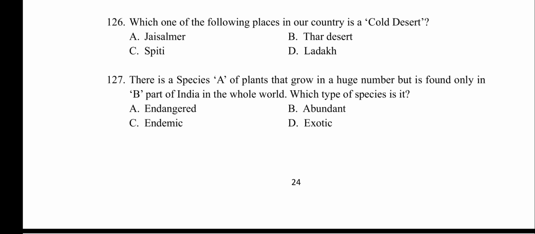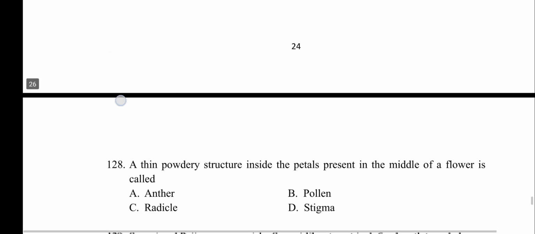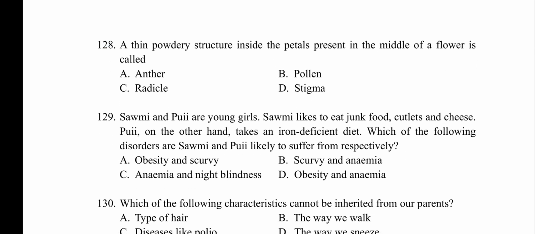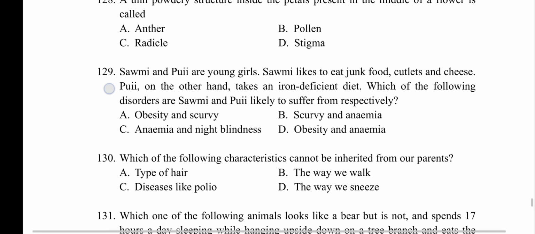All right. Next, a thin powdery structure inside the petals present in the middle of a flower is called anther, pollen, stigma, radicle. This is the simplest, easiest question, I believe. The best option here is option number B, that is pollen grains, right? Pollen.